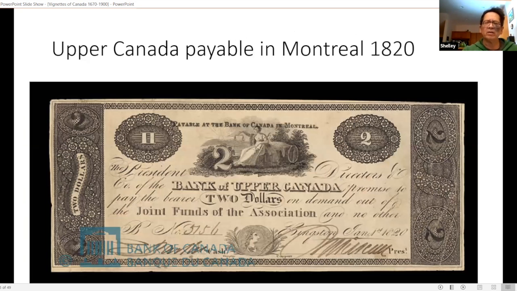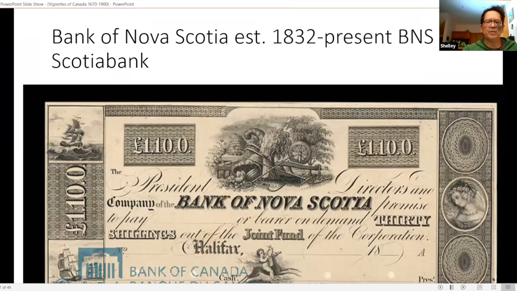This is Upper Canada, payable in Montreal in 1820. Again, this is English speaking. A lot of the banknotes were single point of redemption. Unlike currencies now, which are traded all over the place, even globally, these were specific areas where they were to be redeemed. The Bank of Nova Scotia started in 1832, and it's presently called the BNS or Scotiabank. And again, you can see it in pounds.